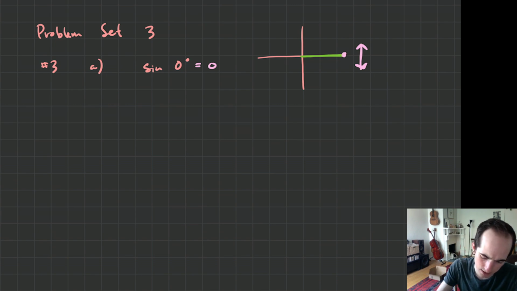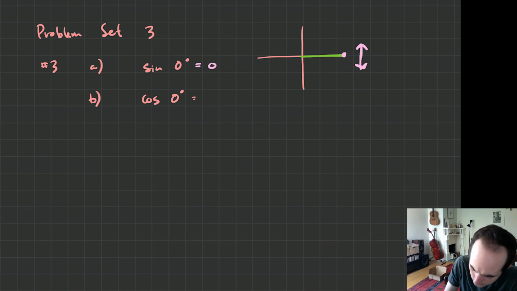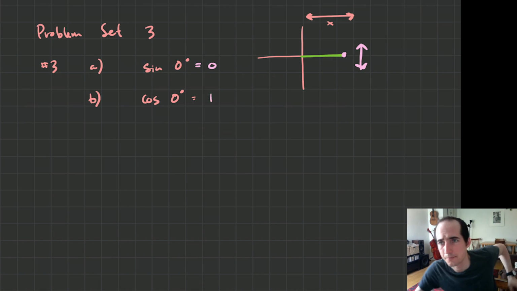Another thing too is cosine of 0. Cosine of 0, that's part B. Well, it's the same angle, but this time we're measuring how far left and right we go. We're measuring the x coordinate, and here the cosine of 0 is actually just equal to 1.